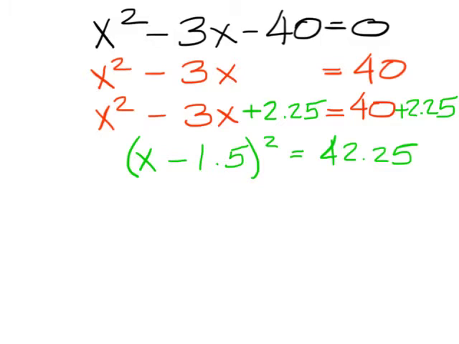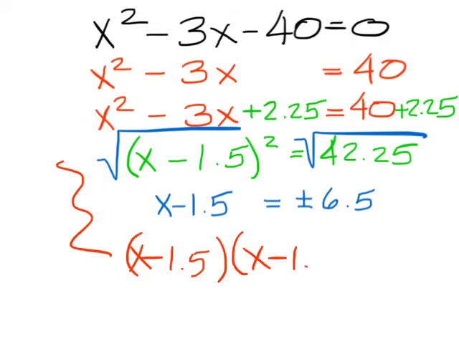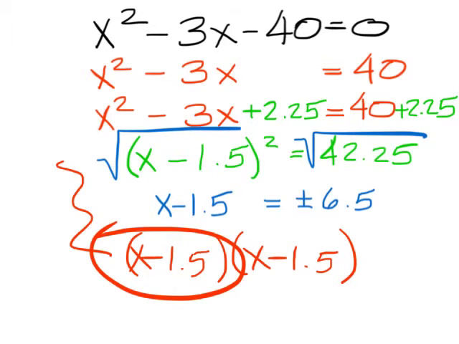There should be no plus or minus sign yet because we have not found a square root. But that's what we're going to do next. Find the square root of both sides and then walk through with that. Alright, you should have x minus 1.5 equals plus or minus 6.5. Don't forget, this here is the same thing as x minus 1.5 times x minus 1.5. So if you find the square root, you just have one of those, and it still has to be a minus sign.